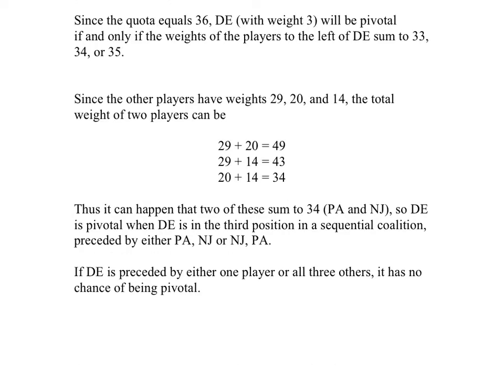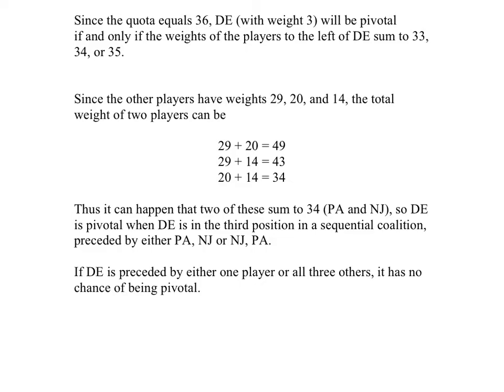Now, how would that actually happen in our scenario? Well, if you've got New York followed by Pennsylvania, or Pennsylvania followed by New York, they'll have 49 votes and they won't need Delaware. Similarly, New York and New Jersey, or New Jersey and New York, between the two of them, they'll have 43 electoral votes. They don't need Delaware to join in.